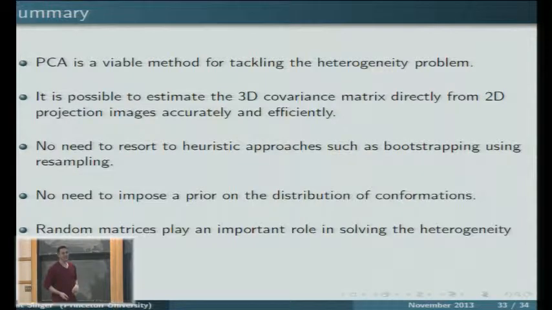Okay, so, summary. What I showed you is that PCA is a viable method for tackling the heterogeneity problem in Cryo-EM. It actually works. And you can actually estimate the 3D covariance matrix directly from the 2D projection images without doing all sorts of heuristic approaches such as bootstrapping using resampling and so on. There is no need to impose any prior distribution for the conformations. You don't need to know anything a priori about the distribution of conformations.